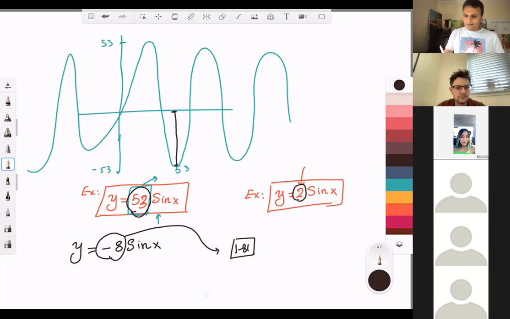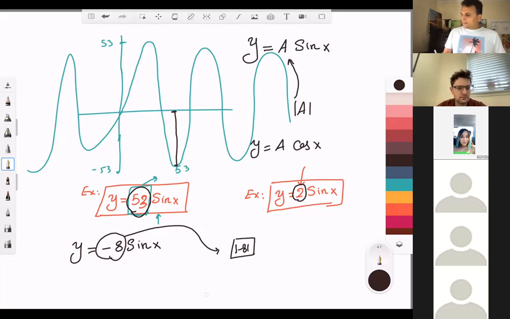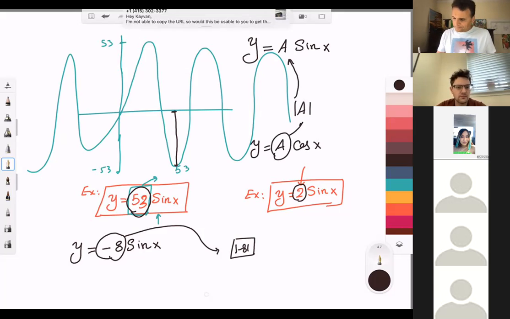So the formula you have in your note sheet: if you have y equals a sine of x, the amplitude will be the absolute value of a. This also works for a cosine of x. So the absolute value of a will be the amplitude. Now let's have another example.